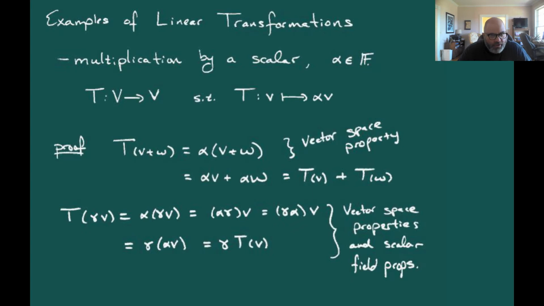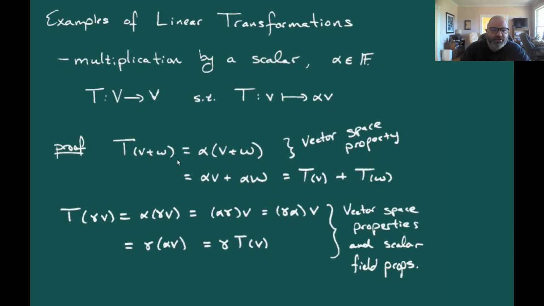Greetings everybody, and now let's look at some examples of linear transformations. So the first one that we have is really just multiplication by a scalar. If we've got any alpha that's in our scalar field, then we can define a linear transformation from a vector space to itself such that T just sends v over to alpha times v.